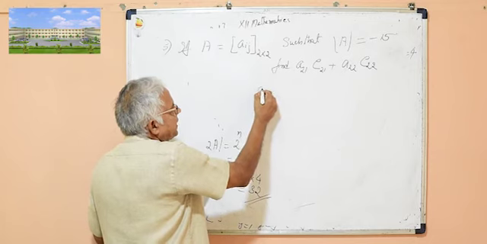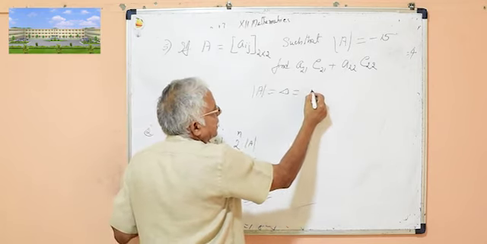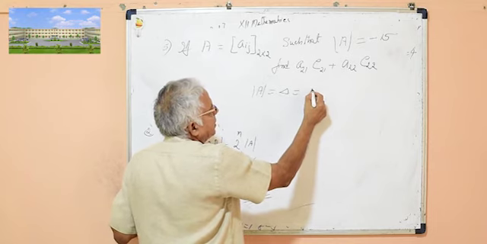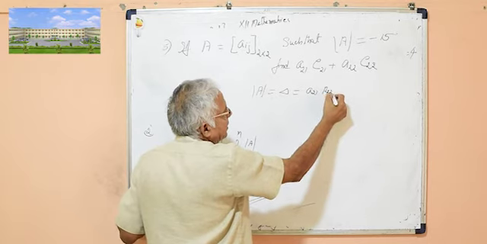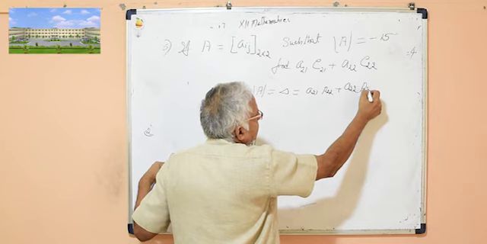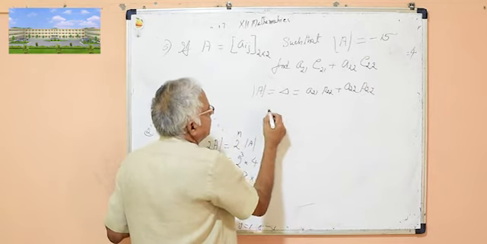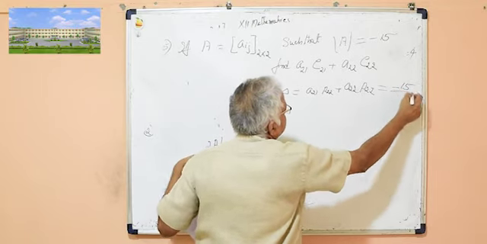We know that the determinant of A, delta, is equal to the expansion along the second row: A21 into cofactor A21, plus A22 into cofactor A22. Here the answer is determinant of A, which is equal to minus 15. Then this value is the same as this.